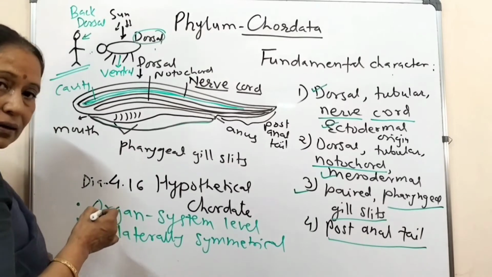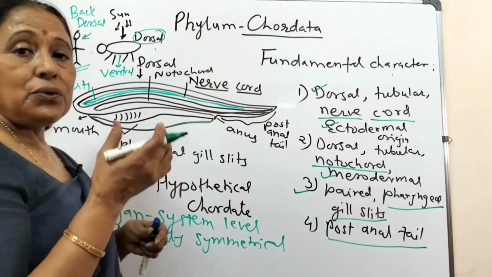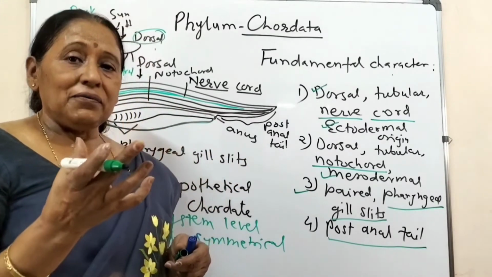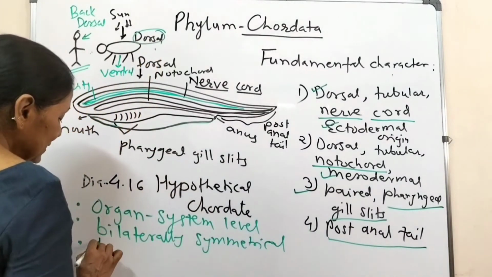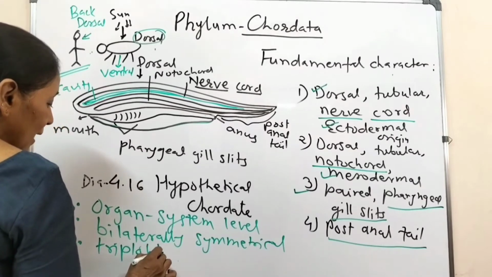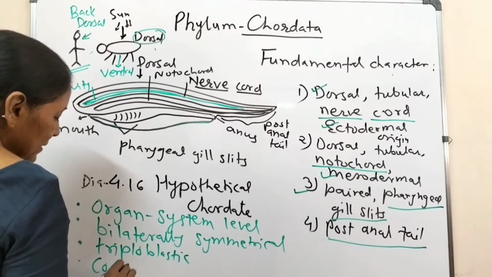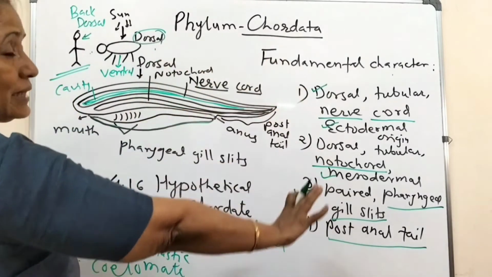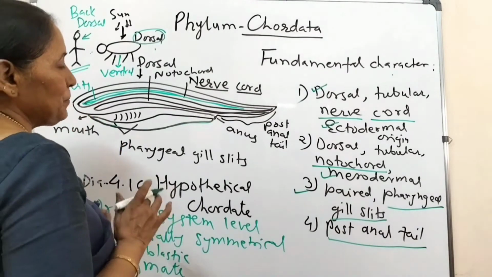Then whether they are diploblastic or triploblastic, meaning whether they form 2 germ layers, only ectoderm and endoderm, or 3 germ layers. They form 3 germ layers, that's why they are triploblastic. So they are triploblastic and they are coelomate. These are all the basic characters of a chordate.